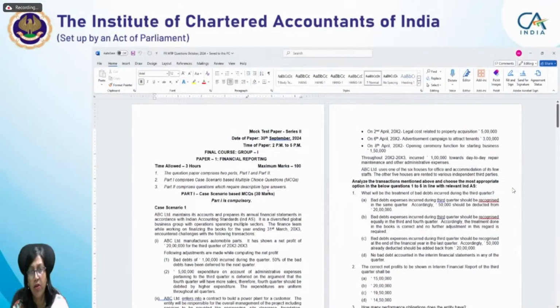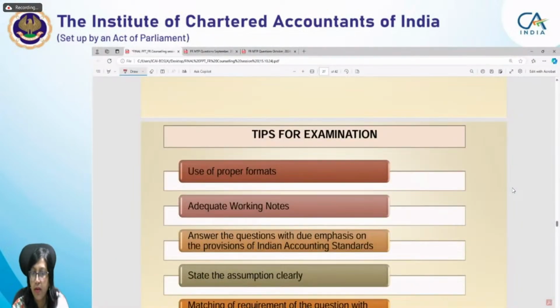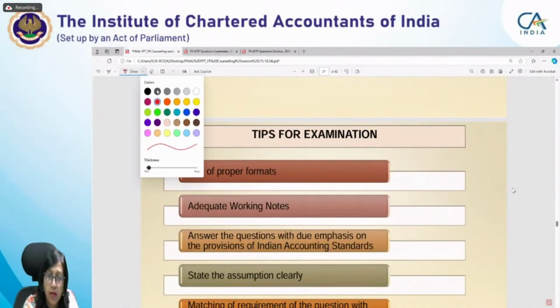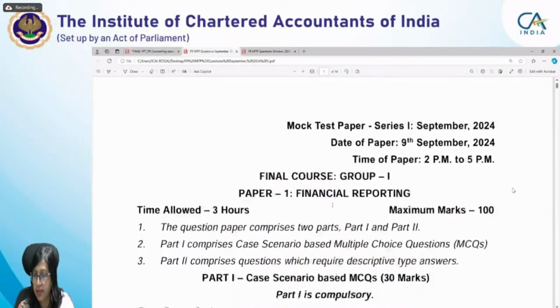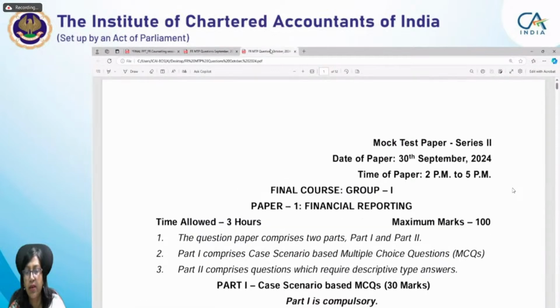Let's start with your second series of the mock test paper, the recent series which has been done. Can it come on a single page? Okay. There it is. Thank you, students. So let's move on to our MCQ portion. Let me see this, September. Okay, this is series 1. We are going for the series 2 paper.